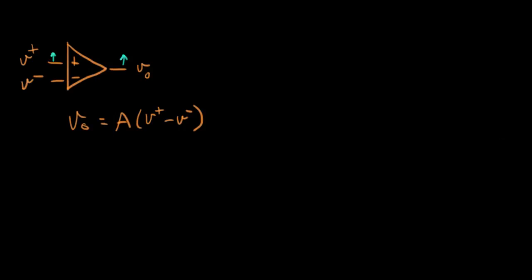Now, V minus is on the negative input. If V minus goes up, then V out goes down. So that's called the inverting input, and this is called the non-inverting input. On the non-inverting input, up goes up. And on the inverting input, if you go up, you go in the opposite direction on the output.